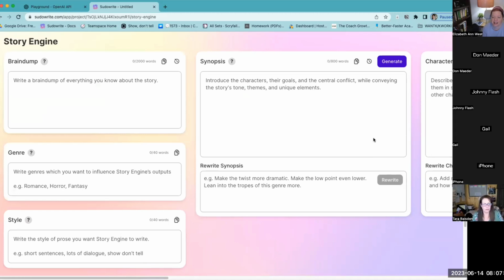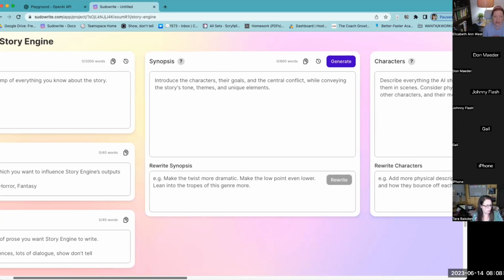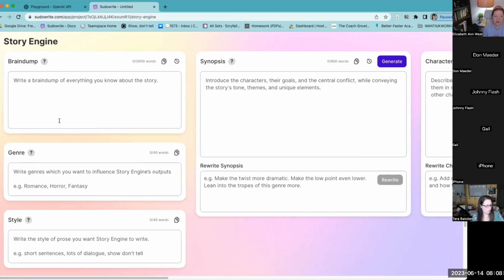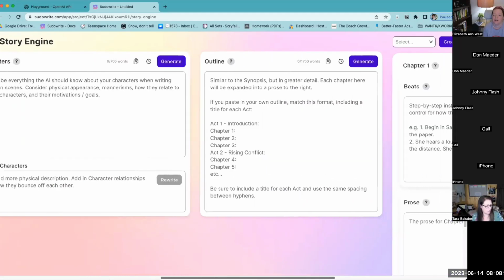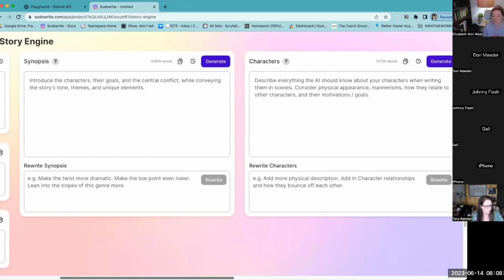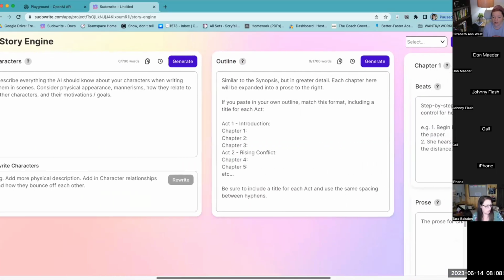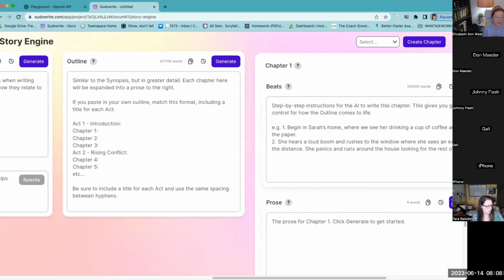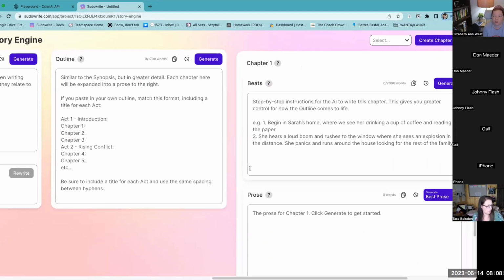Now, Story Engine is designed to work left to right, but you don't have to do that. And that's not how we're going to start this morning. The idea of Story Engine was that somebody could come in who wants to write a story, know absolutely nothing about the story, and start filling in the boxes on the left with what they know. And from just these three boxes right here, brain dump, genre, and style, you could literally click generate, generate, generate, and have the AI write you the first draft of your list of characters, your synopsis, and your outline. Now, that being said, all of these boxes are 100% optional.